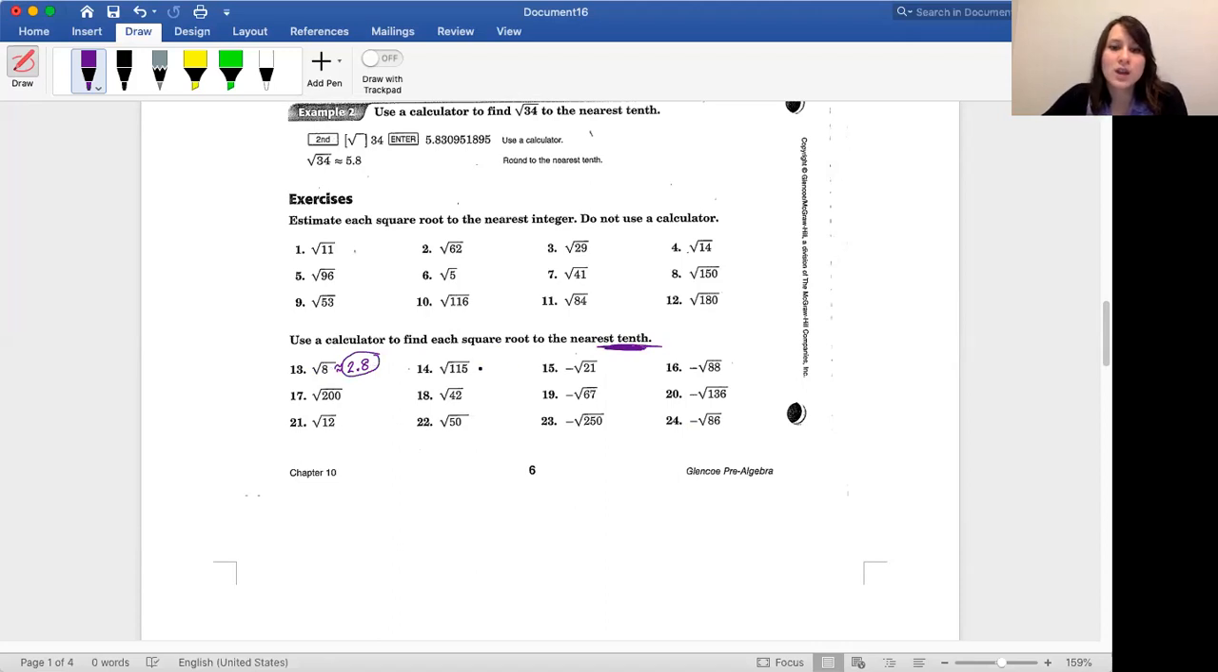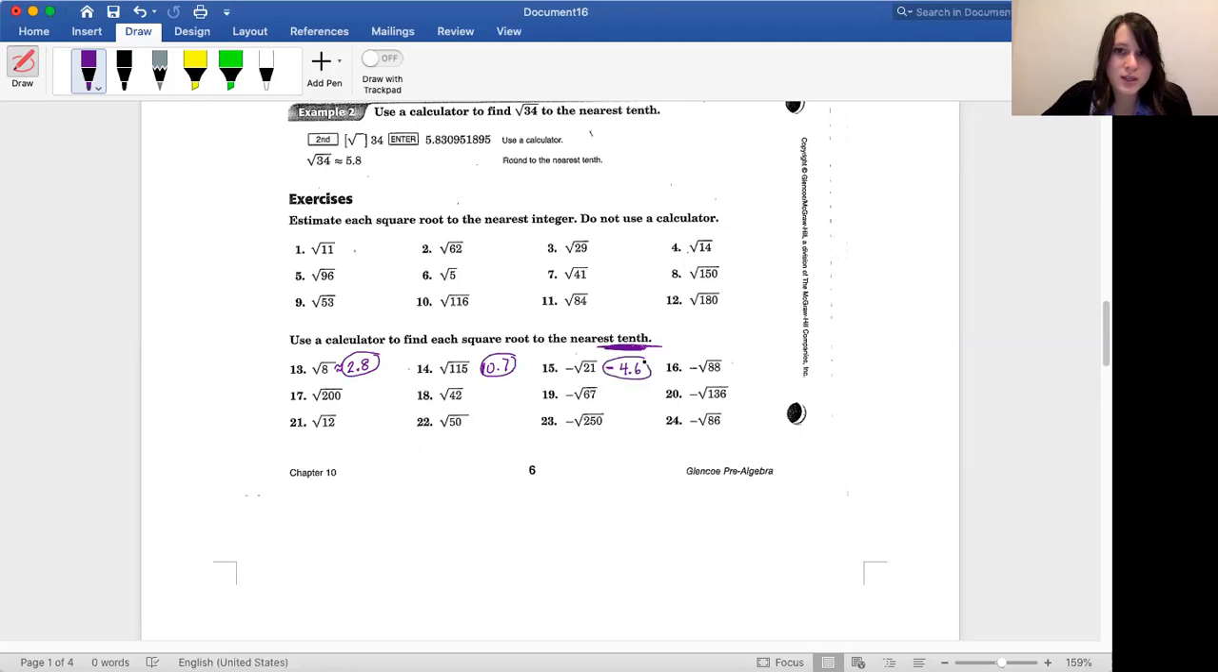And then I'm gonna do the next one, square root of 115 and that is 10.7 rounded to the nearest tenth. So you get the idea. If there's a negative, keep that negative outside. So square root of 21 is 4.582. So I'm going to round this to 4.6.